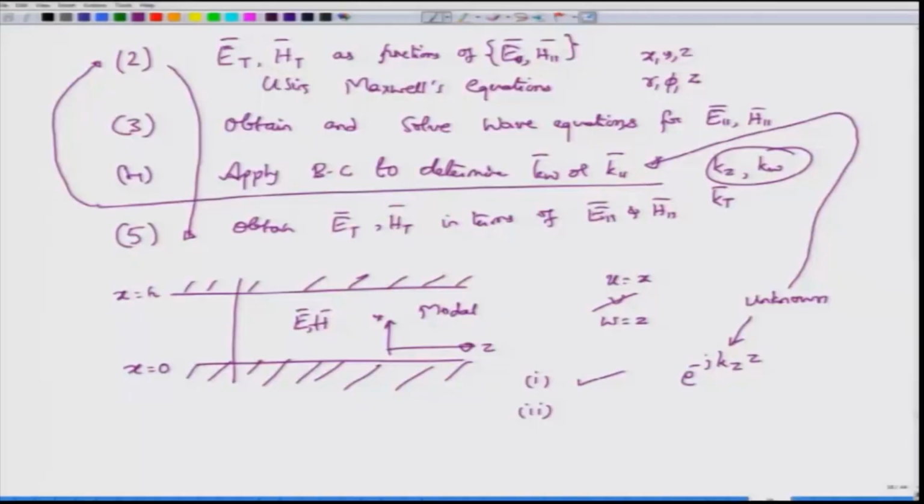Now, the second step would be to express the transverse components, which are Ex, Ey, Hx and Hy, as functions of Ez and Hz. Remember, these are the longitudinal components that I have, Ez and Hz. Okay. To do that, I need to apply Maxwell's equations. The equations that I am going to use are the curl equations. These are the ones that will allow me to interconnect the electric and magnetic fields.